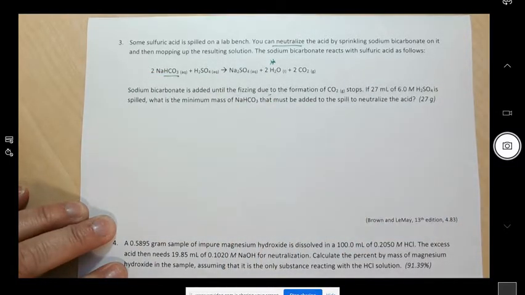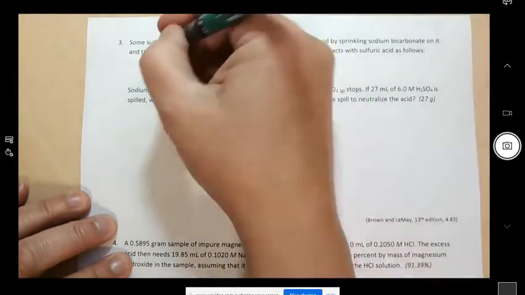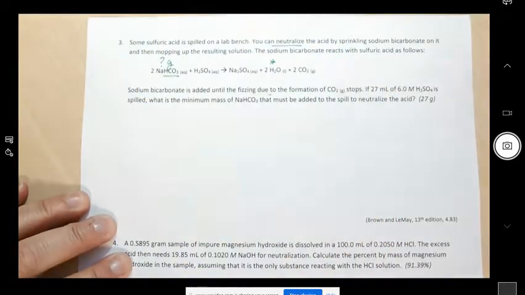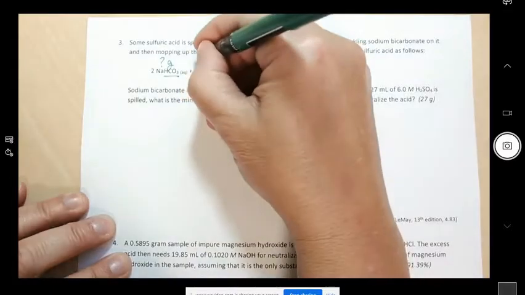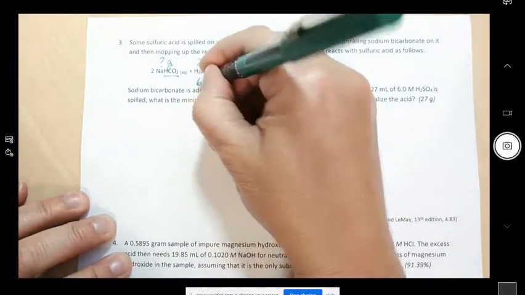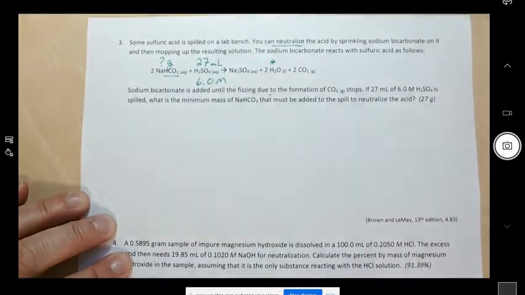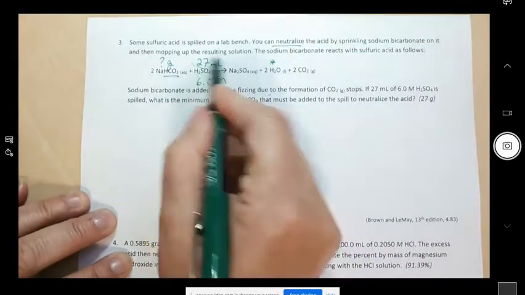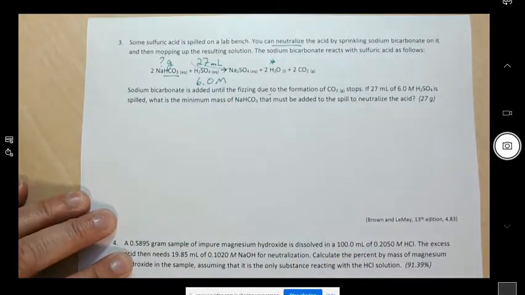It says if 27 milliliters of the sulfuric acid is spilled, what is the minimum mass of baking soda you have to add to neutralize it? So here's what we're looking for. We're looking for the mass of the baking soda. We know that we spilled 27 milliliters of the sulfuric acid, and we know it's pretty strong at 6.0 molar. So let's go ahead and start with the volume that we spilled, change that to how many moles we spilled, and then we can use our mole ratio and then find grams.